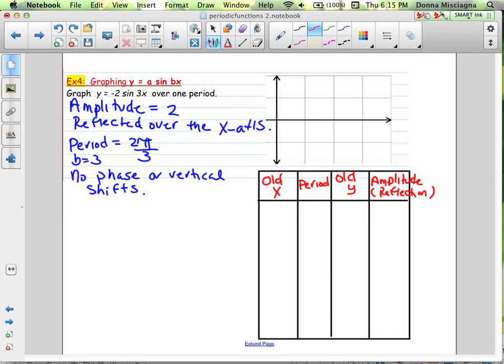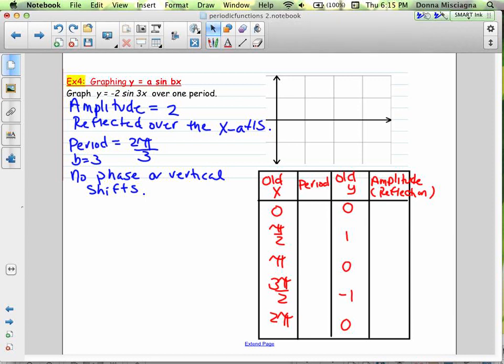All right, so our old x values, of course, are 0, pi halves, pi, 3 pi halves, and 2 pi. You should have those memorized. The y values that go with those are the y values for sine. So sine starts at 0 and then goes to 1, 0, -1, and back to 0. Now let's change the period, change the x values because of the period change.